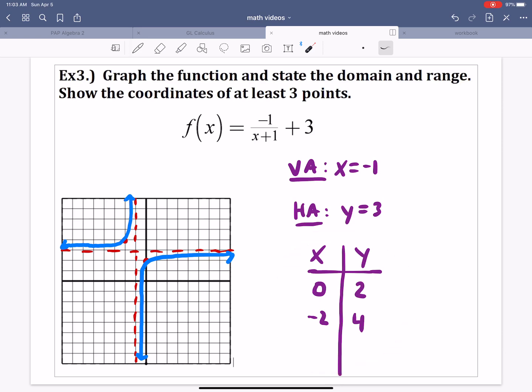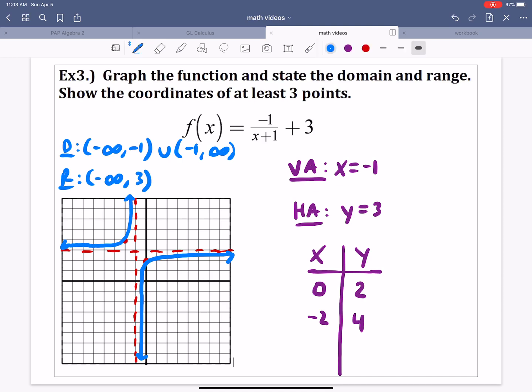Okay. Last step here is to write out the domain and the range. My domain is from negative infinity to the vertical asymptote, which was -1, union -1 to infinity. And the range was from -infinity all the way to the horizontal asymptote, which is 3. And we go from the other side of 3 all the way to infinity.